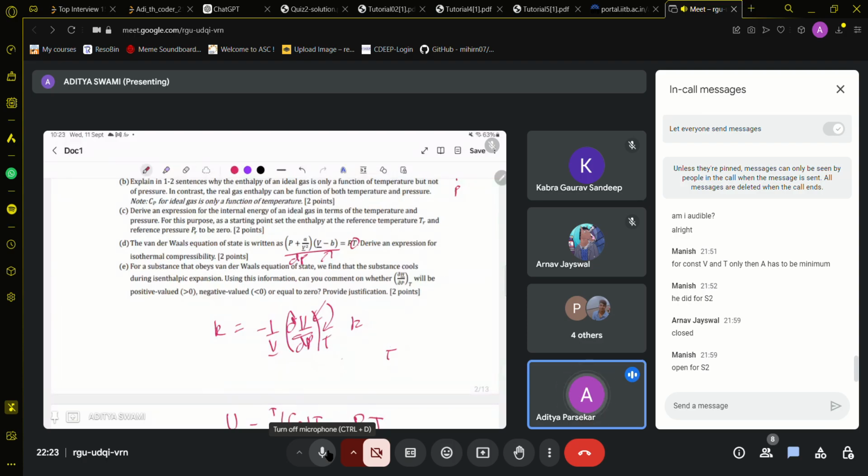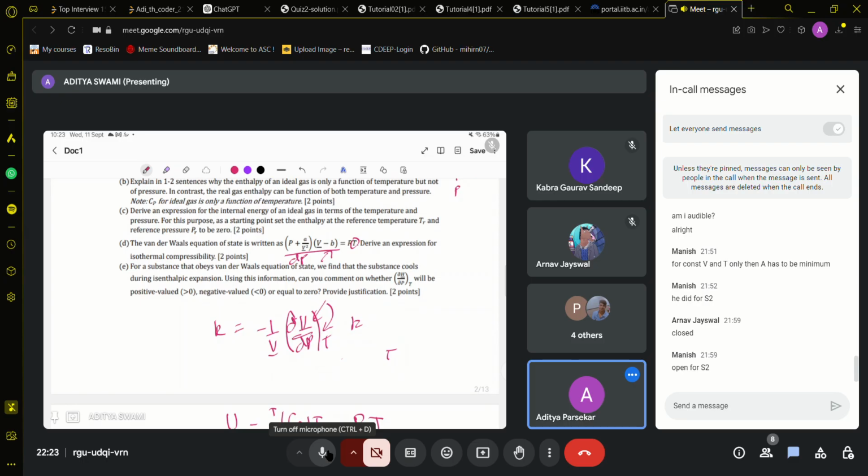So that is all you have to do here. That's just a basic differentiation. It shouldn't be too difficult. Then for the next question, for a substance that obeys Van der Waals equation of state, we find that the substance cools during isenthalpic expansion.